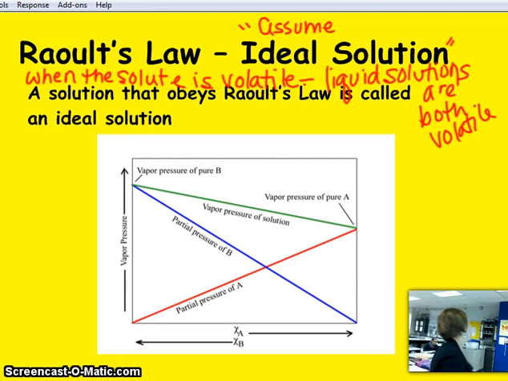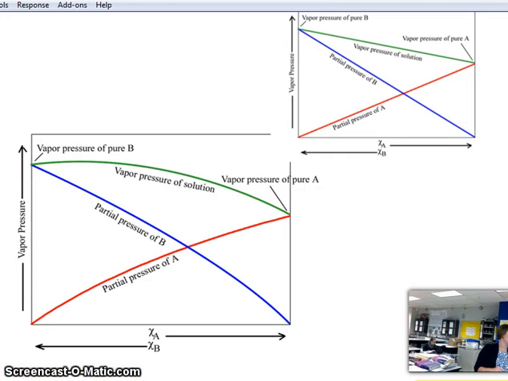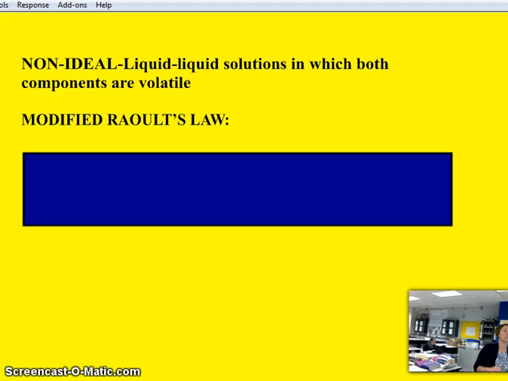Okay, so liquid solutions where both components are volatile. I want to have my notes in front of me too, which is what I was doing, and then I got distracted. So maybe just remove the word non from your notes, cross out the word non. What happens with this is we have a modified form of Raoult's law, and then we'll talk about the deviations in a minute.